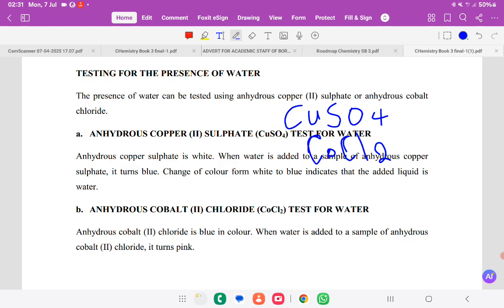Right, so these two substances would reveal the presence of water in a substance. Think about any substance. As long as there is water, you can test for its presence in such a substance using these two substances. So let's look at a description of the experiment or the test that you can carry out to show that a substance contains water.